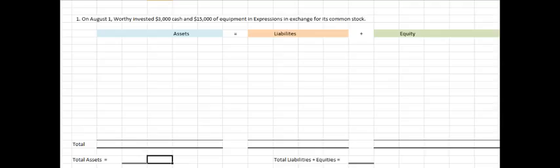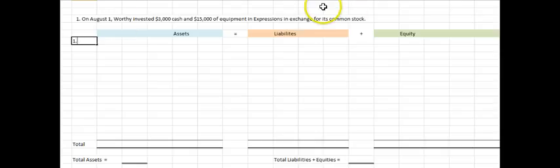So let's see how we're going to record that, or how the accounting equation is going to be affected by that. So first, when you're doing accounting transactions, we'll just put down transaction 1. That way we can keep track of it, the first transaction. The first question we're going to ask is, what are the accounts affected by this transaction? So we have cash. The cash account is going to be affected by this transaction. And we have equipment, $15,000 of equipment. Both are going to be affected by this transaction.